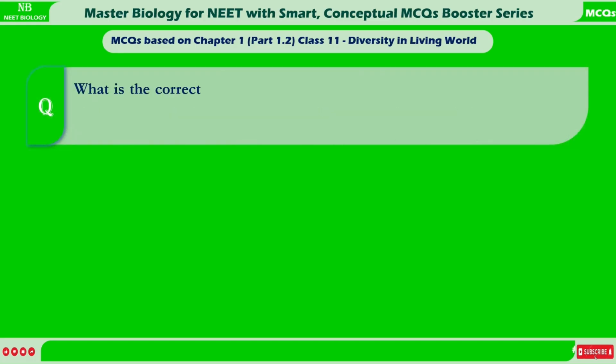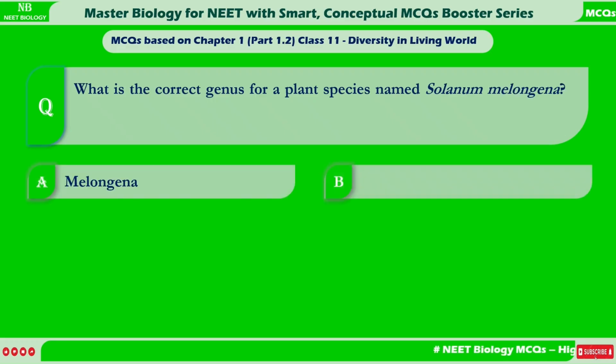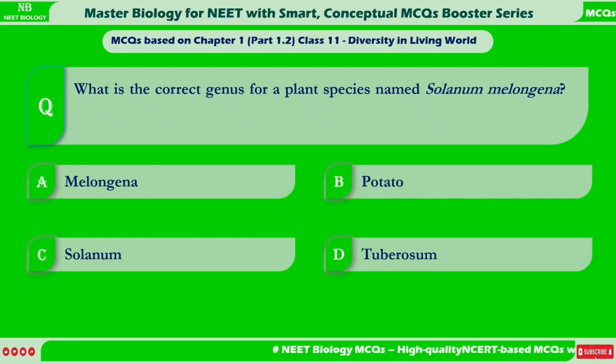What is the correct genus for a plant species named Solanum melongena? A. Melongena. B. Potato. C. Solanum. D. Tuberosum.